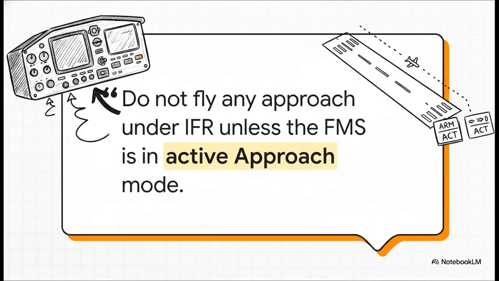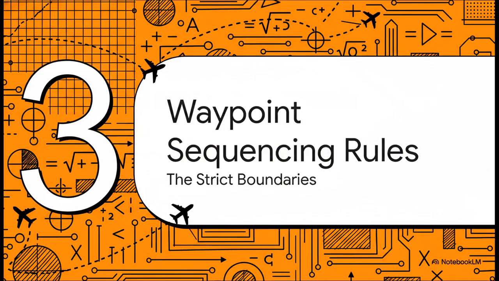And this brilliantly illustrates our first major safety rule. You must never fly any approach under instrument flight rules unless the FMS is actively in approach mode. You, as the pilot, have to physically select either ARM APPR or ACT APPR at some point prior to the final approach segment. Honestly, if you don't do that, you aren't flying a true IFR approach according to the aircraft's logic. All right, Section 3, Waypoint Sequencing Rules, the strict boundaries.